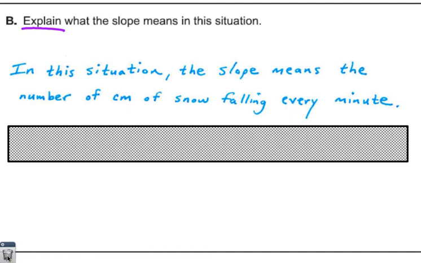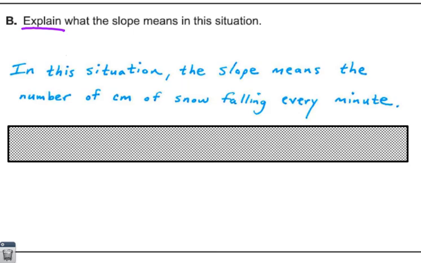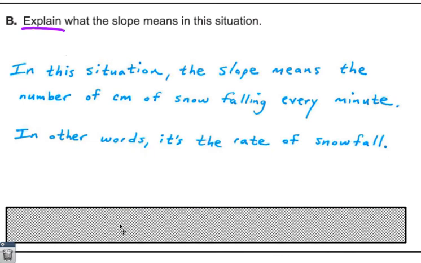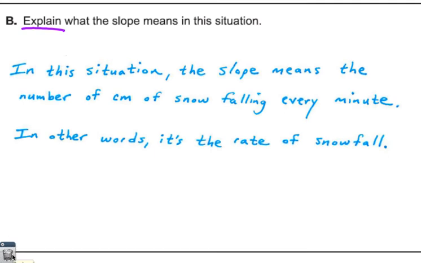So that would be 0.08 centimeters every minute, or you could even go above and beyond and say that we are increasing 2 centimeters every 25 minutes, or 0.08 centimeters every minute. But you can just use the words. This is reasonable: the slope means the number of centimeters of snow falling every minute. In other words, it's the rate of snowfall. Yep.